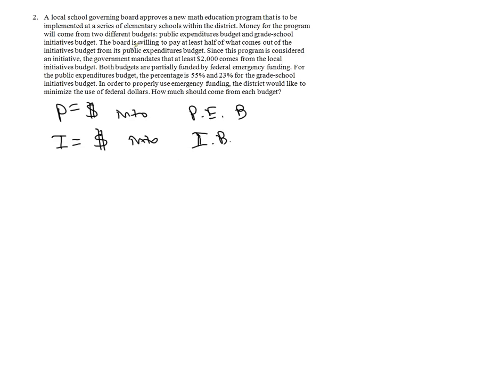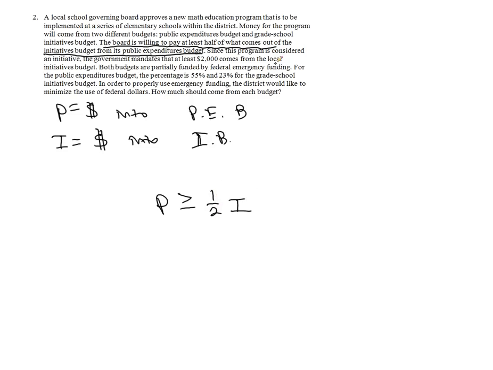Okay, so the constraints that we're given: the board is willing to pay at least half of what comes out of the initiatives budget from its public expenditures budget. So what comes out in terms of dollars from the public expenditures budget is at least, meaning greater than or equal to, half the initiatives budget.